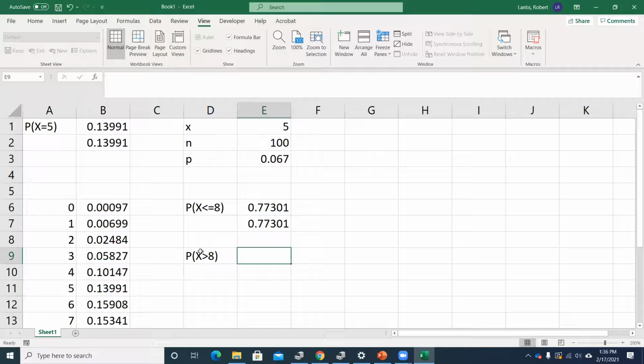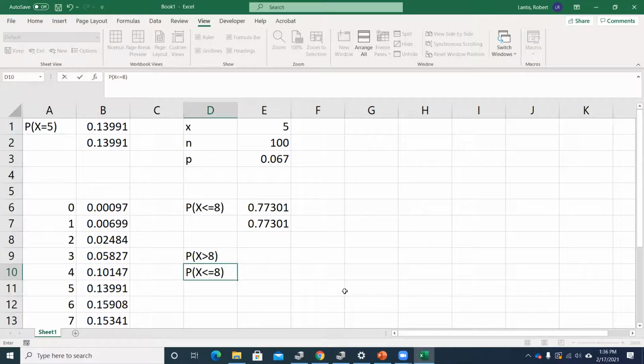If I think about this as event A, what would the complement of A be? So if X is greater than 8, the complement of that would be that X is less than or equal to 8. I have to remember that 8 has to be in one of these, right? So if I find that, well, I already found that up here. So in order to find the probability X is greater than 8, I could just do 1 minus that.